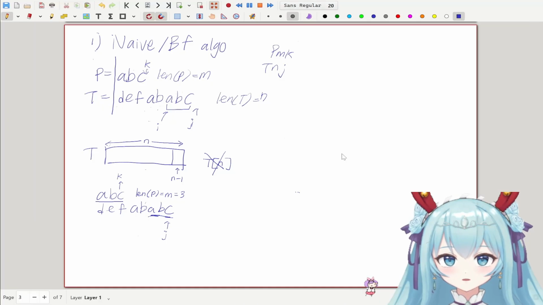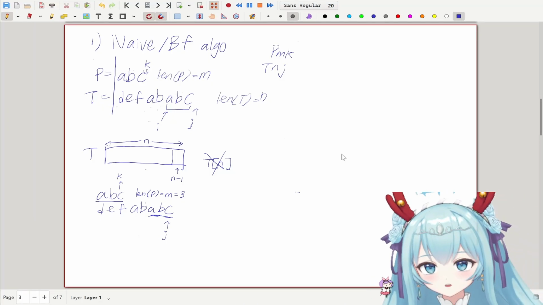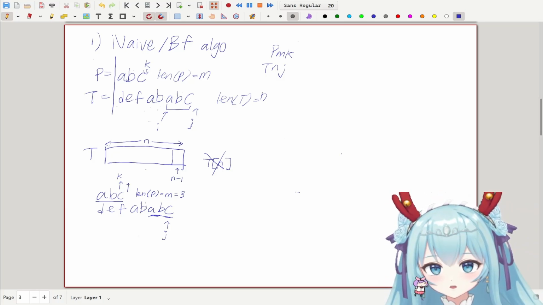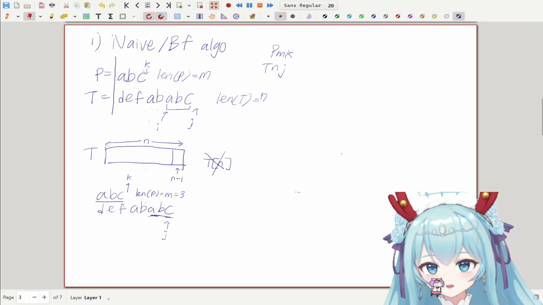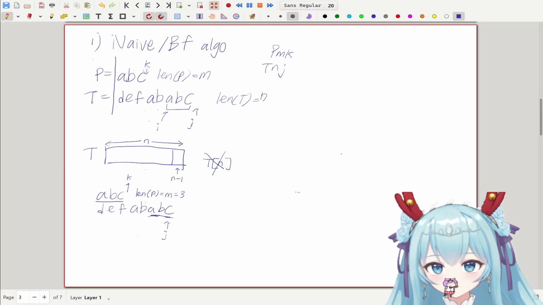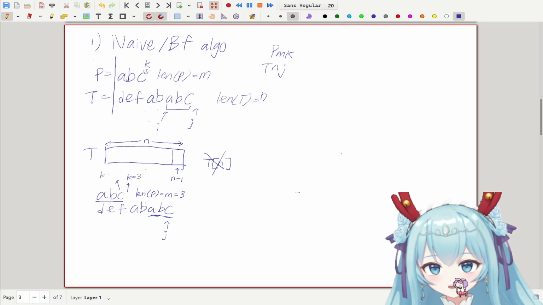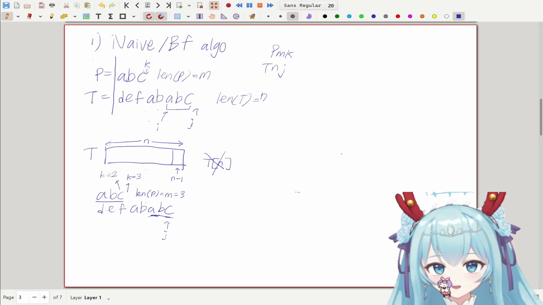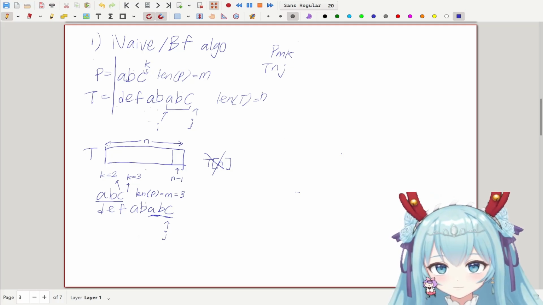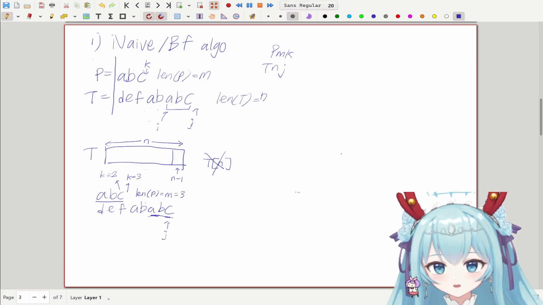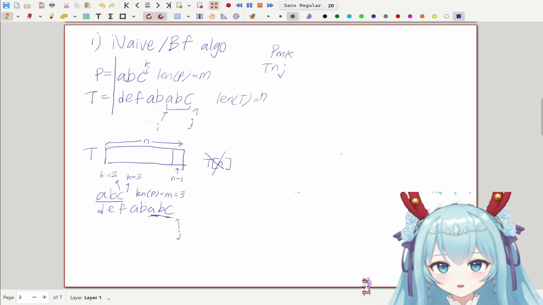So over here, if you imagine increasing both J and K, then K will now be over here instead. So in this case, the value of K will equal 3, because initially the value here was K equals 2. So now K equals 3, which is the length of P, which is M. And at the same time, J will increase to this over here. Okay, but the main focus is this.